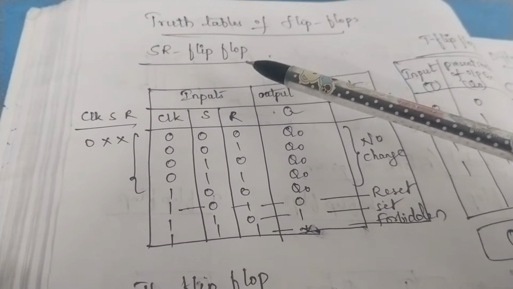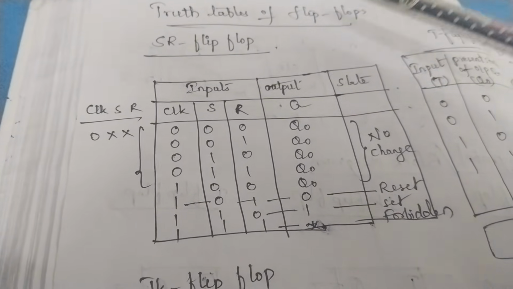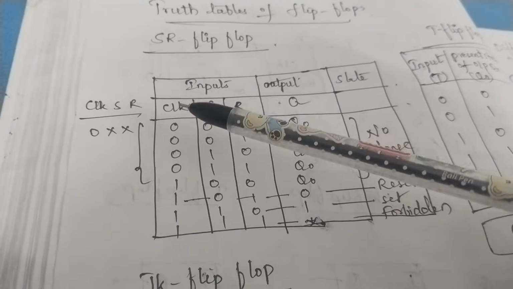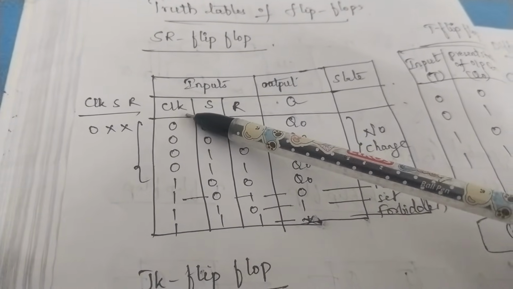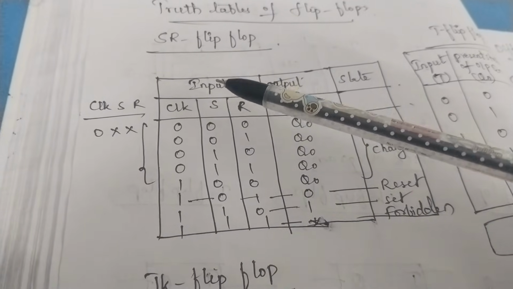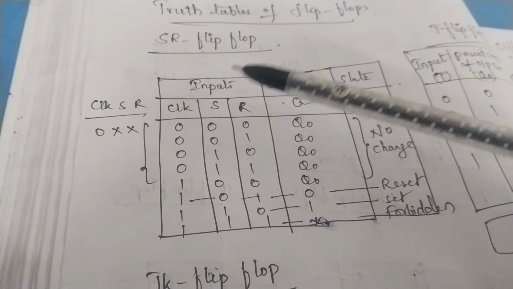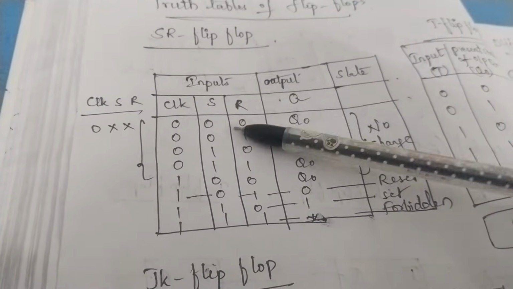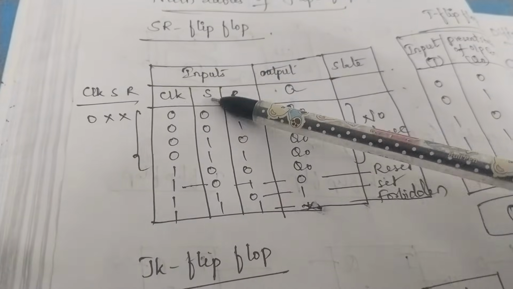A flip-flop is a circuit which does not change its state unless and until a clock signal is applied to it. So I can say that the clock is simply behaving like a switch. When the switch is on, the circuit is enabled and operates. If it is off, it does not function or operate. Like that you can remember. So for inputs we have the clock input, S input, R input.